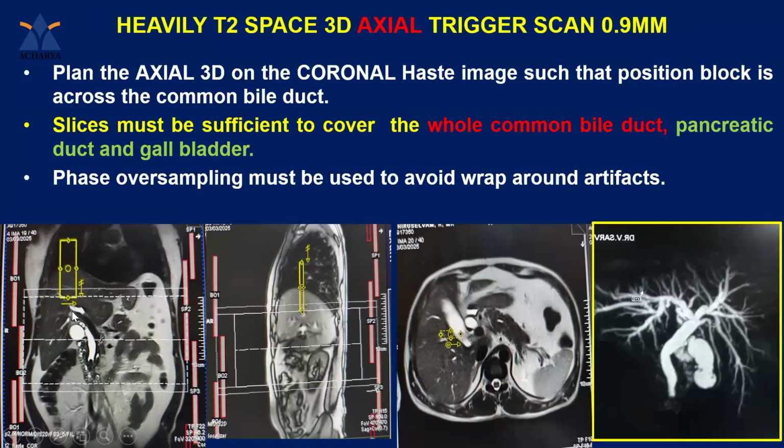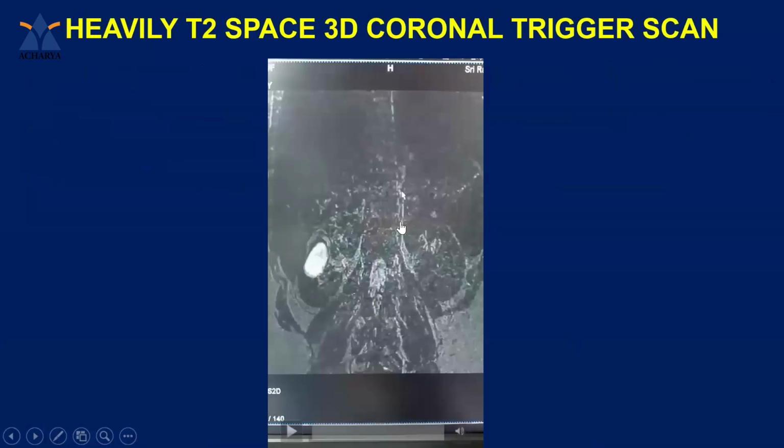Axial sections are planned on the coronal image. The position block goes across the bile ducts, and slices must cover the whole common bile duct, pancreatic duct and gallbladder. Phase oversampling must be used to avoid wraparound artifacts. Then we will get the 3D images. So this is the base image of the 3D sequence. You can see the image.